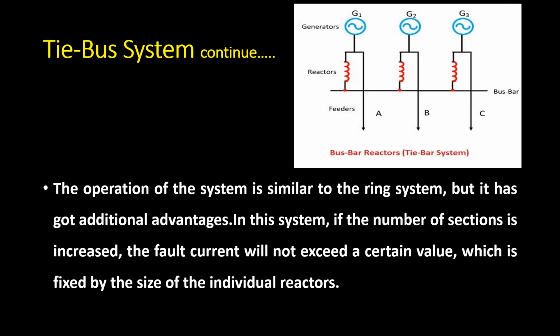The operation of the system is similar to the ring system, but it has got additional advantages. In this system, if the number of sections is increased, the fault current will not exceed a certain value, which is fixed by the size of individual reactor. So the value of reactor is going to decide the short circuit current, and the expansion of such type of system is very easy just by inserting additional reactor with new sections. We can limit the fault current.